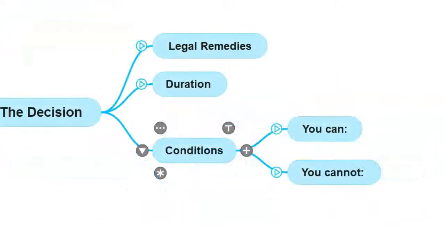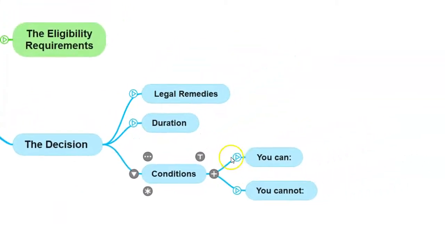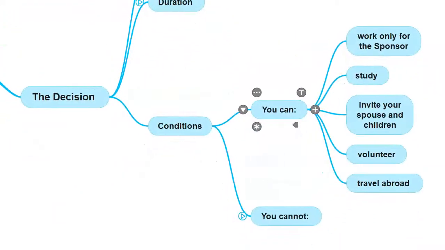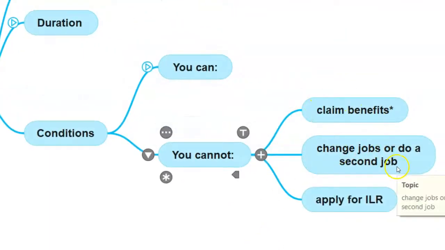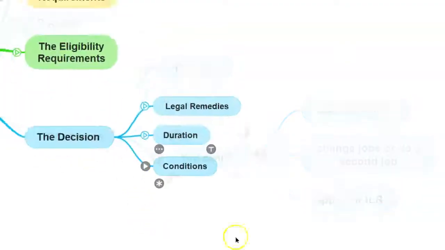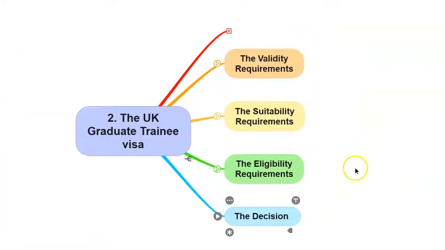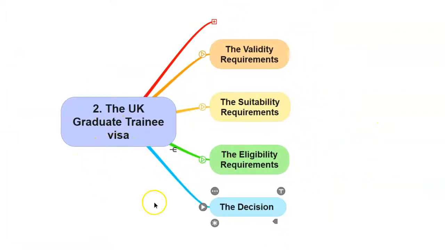And there are certain conditions which you need to comply with when your application is granted. You can only work for your sponsor. You can study in the UK. You can come here together with your spouse and dependent children under the age of 18. You can volunteer and you can travel abroad. You cannot claim benefits, though some exceptions apply. You cannot change jobs or do any other second job, and this particular route doesn't lead to settlement, so you will not be able to apply for indefinite leave to remain. And this was a very simple and straightforward UK graduate trainee route.